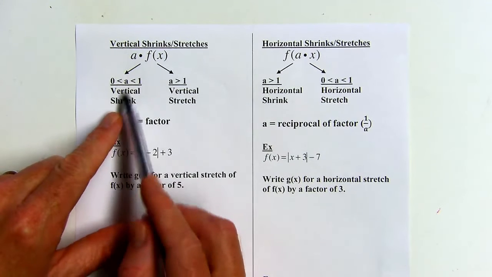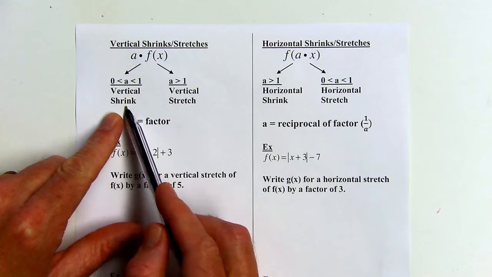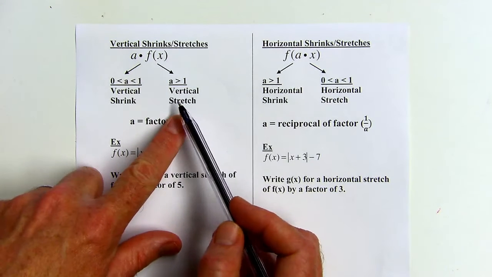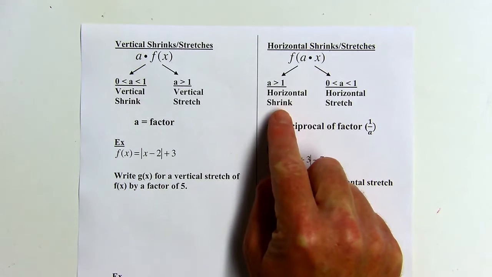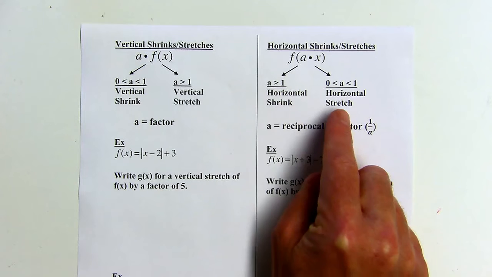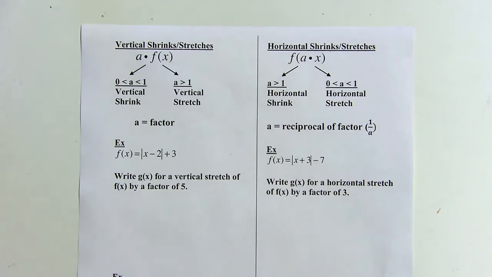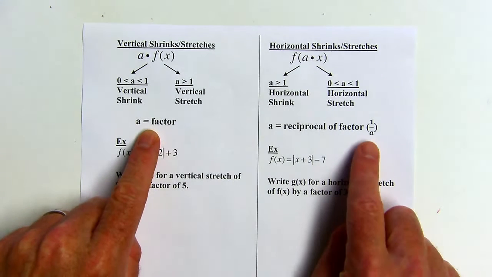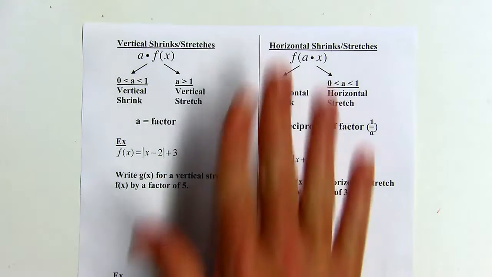So with our vertical changes, if a is between 0 and 1, so a number less than 1, then we've got a shrink, and if it's a number more than 1, we've got a stretch. Okay, and that kind of flips around on the other side. With the horizontal one, the shrinks are going to be when a is greater than 1, and the stretches are when it's less than 1. So it's a little confusing. Also, notice the factor is the same as a with the vertical ones, but it's the reciprocal when we're doing the horizontal ones.